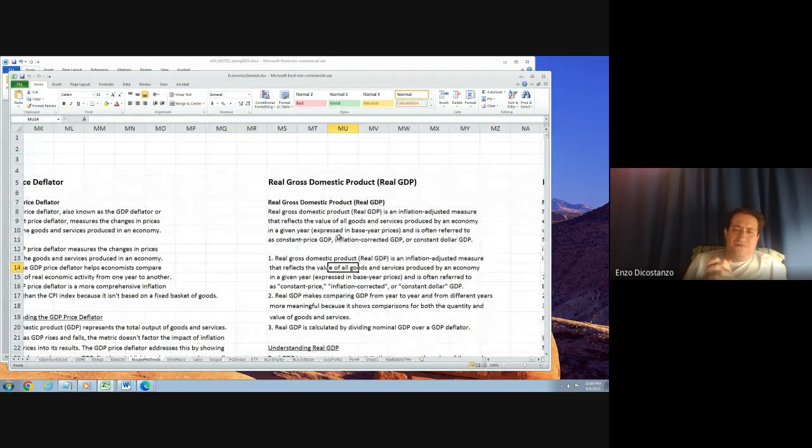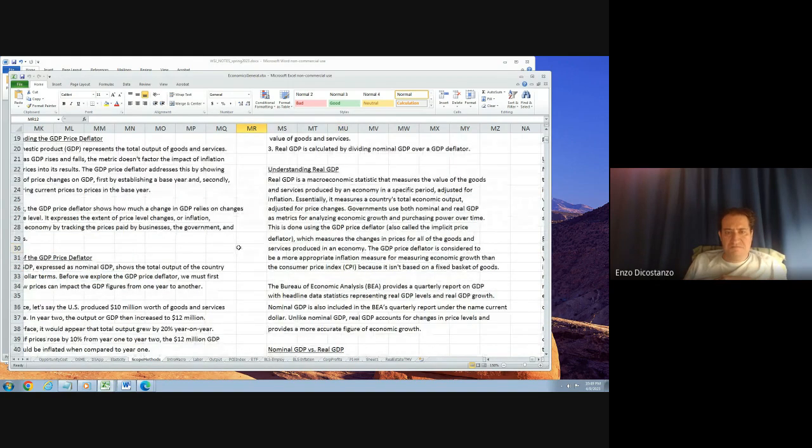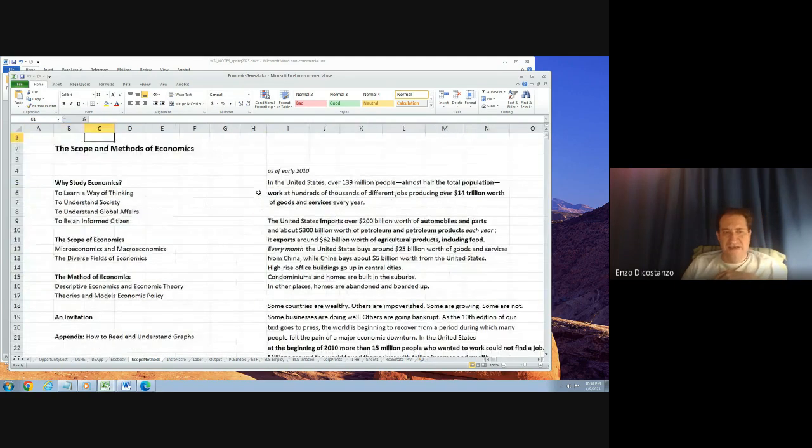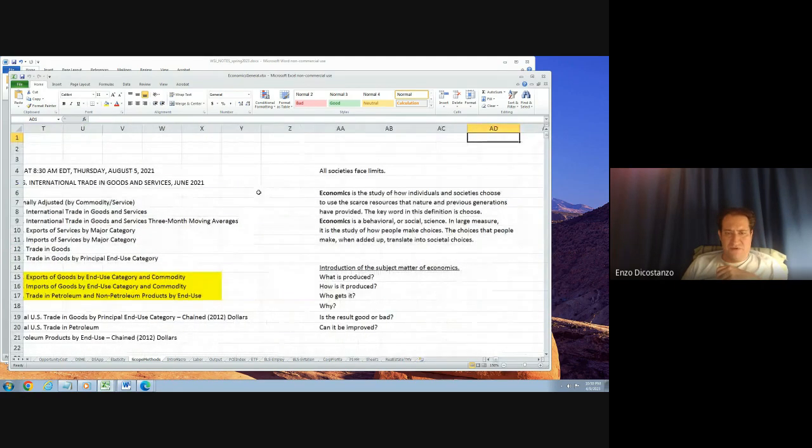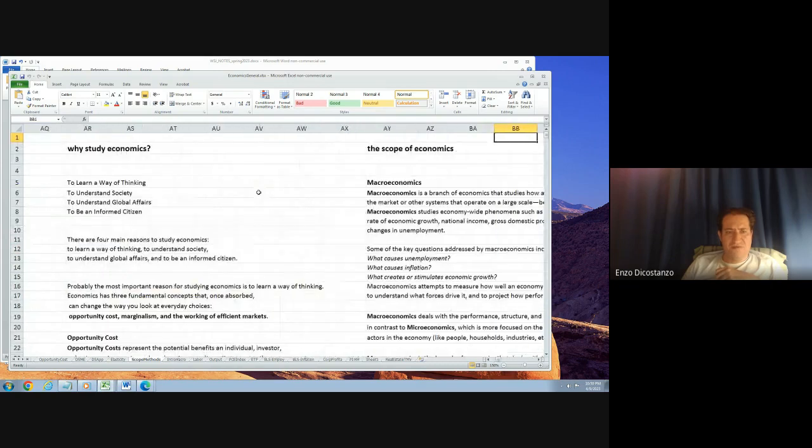It's an inflation adjusted measure that reflects the value of all goods and services produced by an economy in a given year, based on base year prices, and is often referred to as constant GDP or inflation corrected GDP. It's a macroeconomic statistic that measures the value of all goods and services produced in an economy in a specific period, adjusted for inflation. And there's also what the CPI is. There's all sorts of that stuff floating around here, so we have a lot of these definitions that we need.